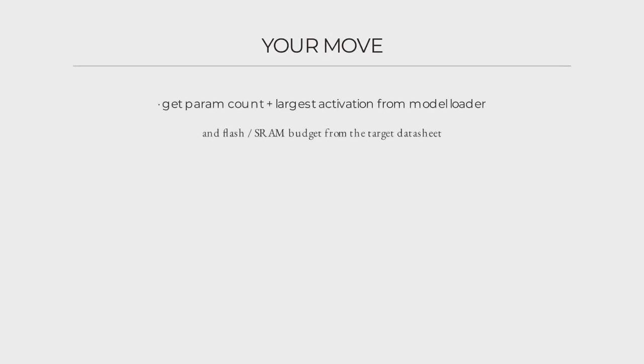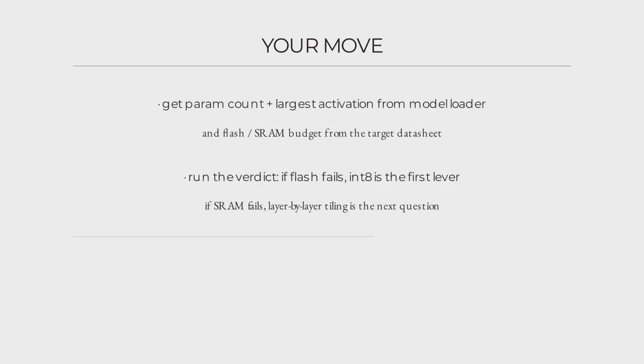Your move. Pull your model's param count and largest activation size from the toolkit loader, and your target's flash and SRAM from the datasheet. Run the verdict. If flash fails, int8 is the first lever. If SRAM fails, layer-by-layer tiling is the next question.